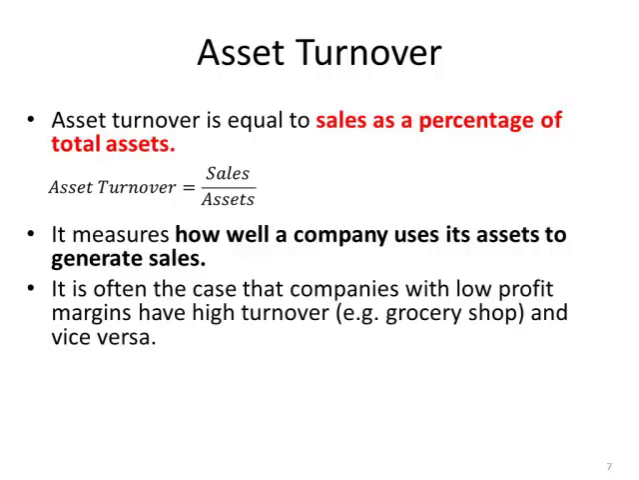So as we mentioned, it is often the case that companies with low profit margins have higher turnover. So, for example, a grocery shop, or really most kind of retail tends to be in this category, with the exception of luxury retail. So luxury retail tends to have low turnover but high margins. But most retail items tend to have fairly low margins and high turnover.